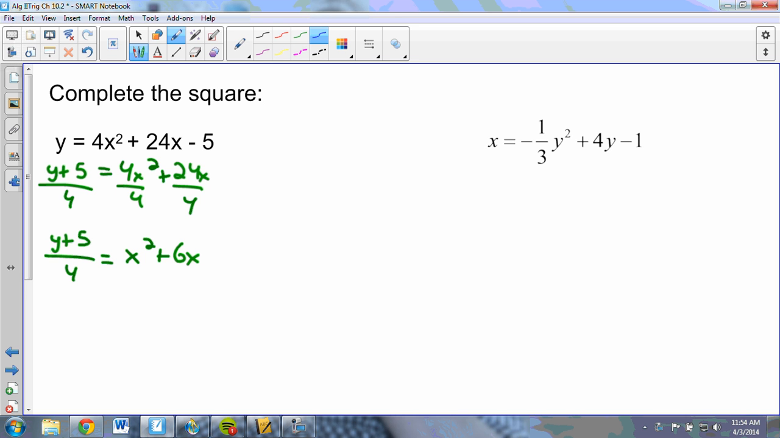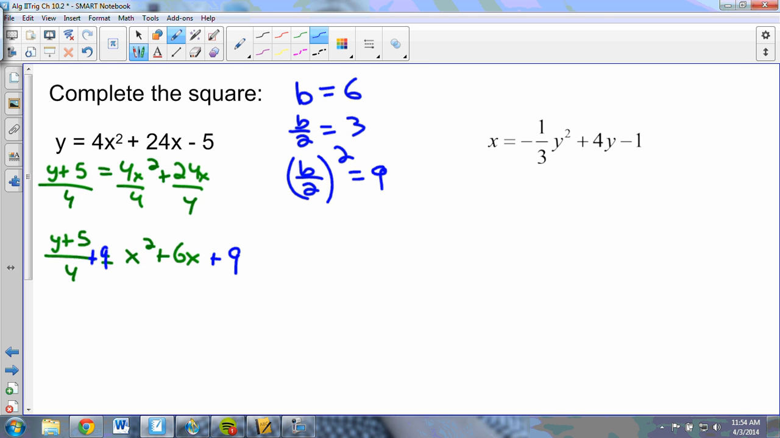Yeah, my b value is 6. So if my b value is 6, then b over 2 is 3. And b over 2 squared is 9. So I'm going to add a 9 over here, and add a 9 over here.